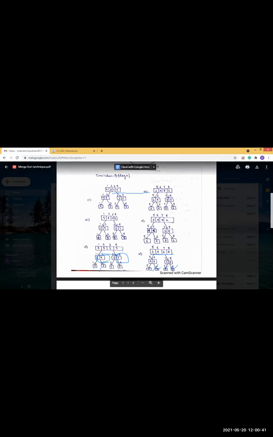Same as that in here also, after dividing we get the single elements, and the merging will take place. So first, where will the merging be done? Here the first merging will be done. You can see the value is replaced with 4 and 6. That means the first merging has already been done.